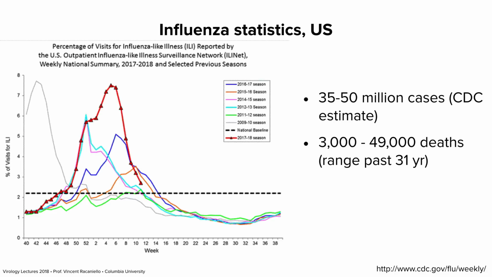Typically, the virus in the US causes about 35 to 50 million cases of influenza every season. And the deaths can go from 3,000 to 50,000 is the prediction for this year. This is a range of the past 31 years. It's not always high. It can be low, or it can be towards 50,000. And that's why we have a vaccine, because it can kill you.